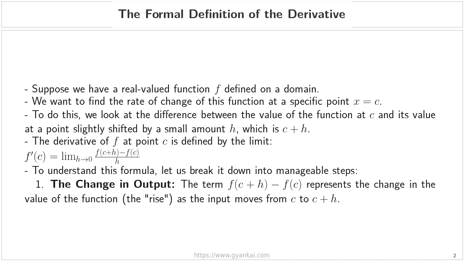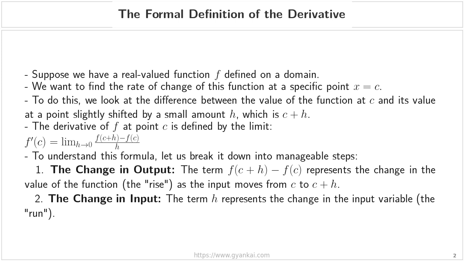First, let's look at the numerator. f of c plus h minus f of c, this term represents the change in the output value of the function. In simpler terms, this is the rise that occurs as the input moves from c to c plus h. Second, we have the term h in the denominator. This represents the change in the input variable, which we can think of as the run.